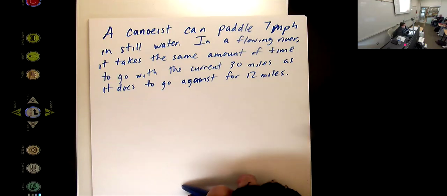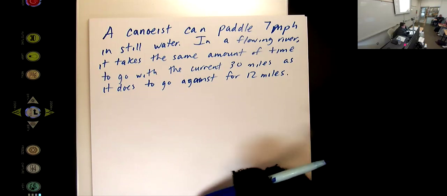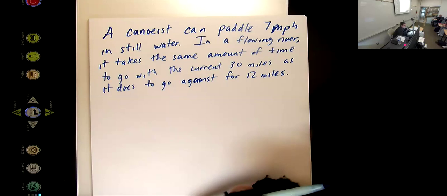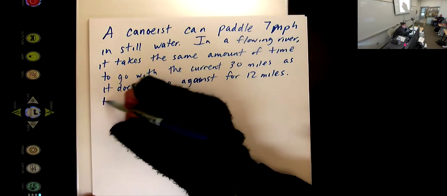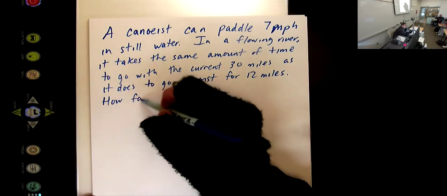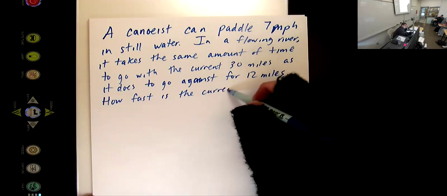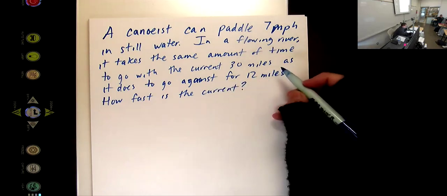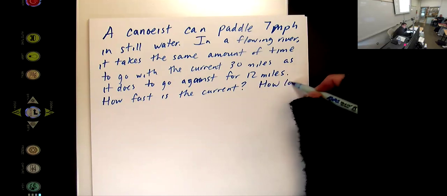This is someone that rowed downstream for a certain amount of time and tried to row back the same amount of time and found out they weren't home yet. How fast is the current? How long were they rowing, or paddling?